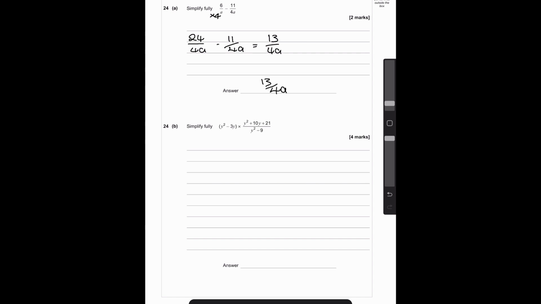The next question is a little bit harder. First, we're going to factorize everything. This bracket we can actually factorize, which becomes y bracket y minus 3. This numerator we can factorize too. 7 and 3 times to give us 21, and 7 plus 3 would give us the 10. This gives us our brackets of y plus 7 and y plus 3.